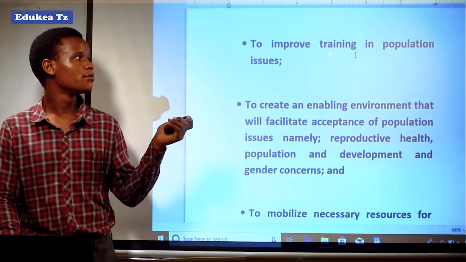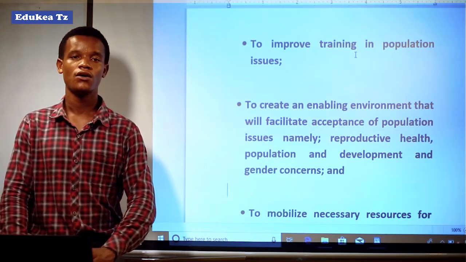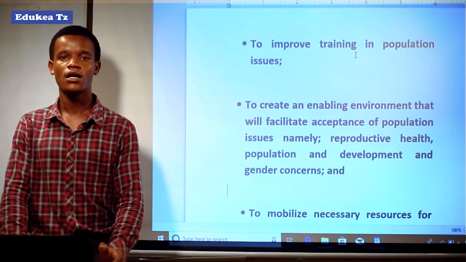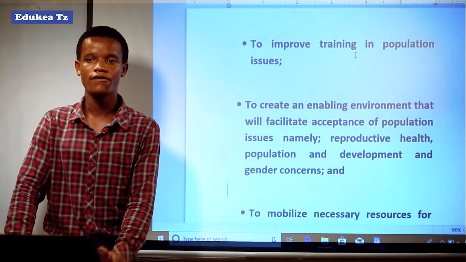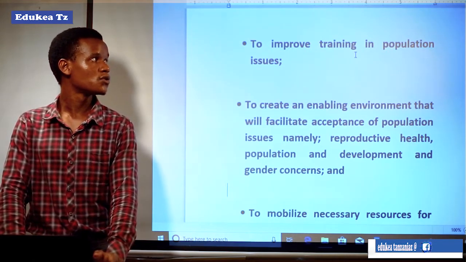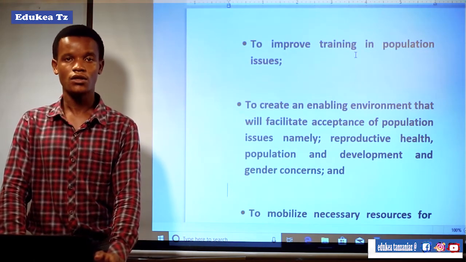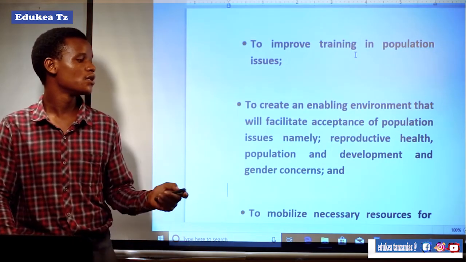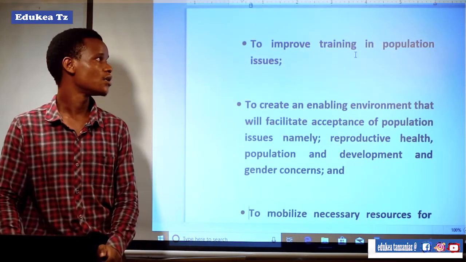Another is to improve training in population issues. For example, if they want to transfer or to train people on how to engage in agriculture, which methods you can use in agriculture to get high products and quality education, and how you can engage in fishing techniques that we are going to use in fishing. The training on those things will be easy since the population is balanced with the available resources at a certain place. So those policies help to improve training in population issues, etc.